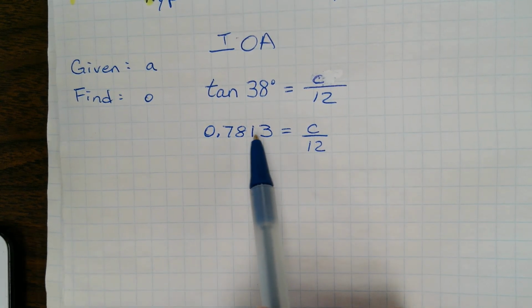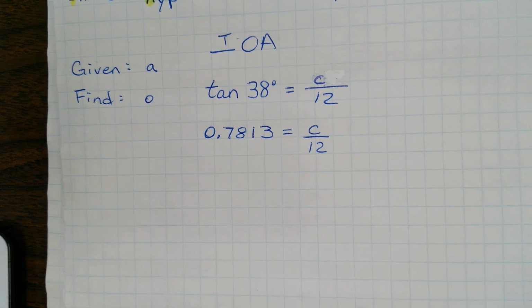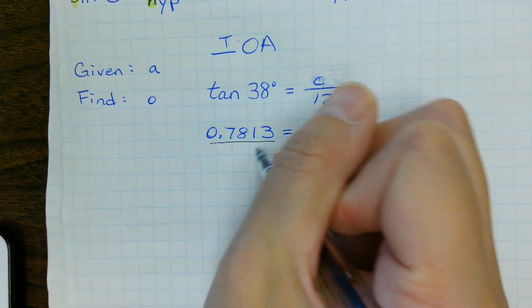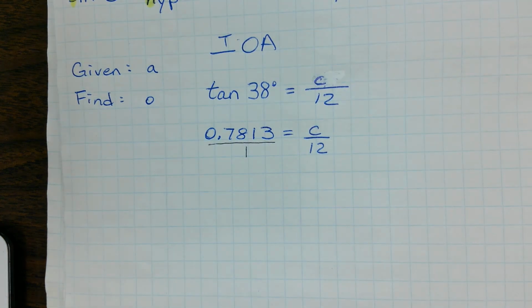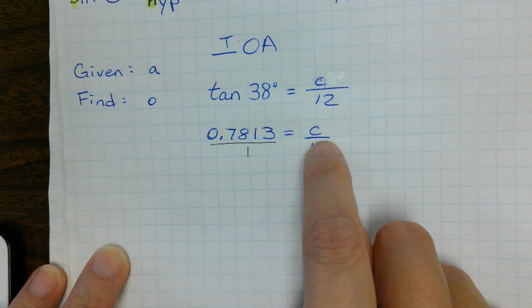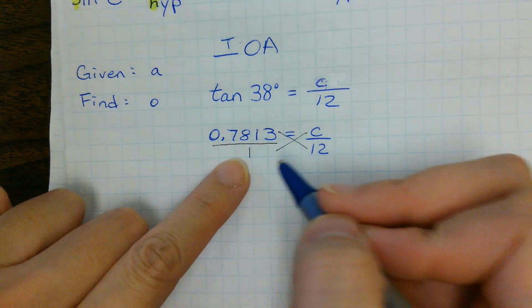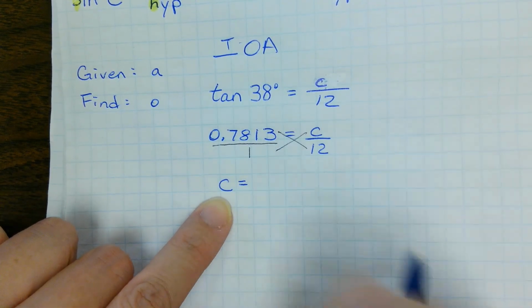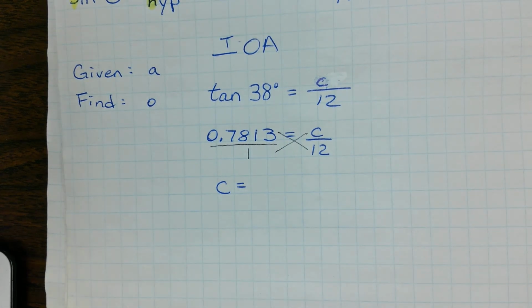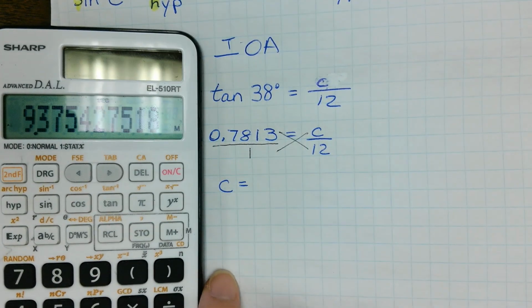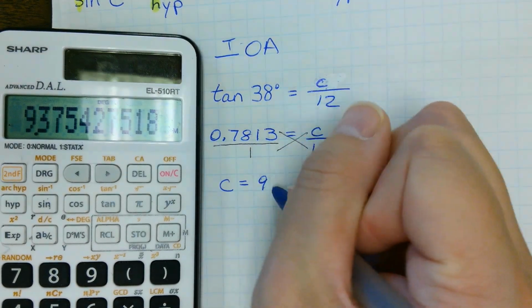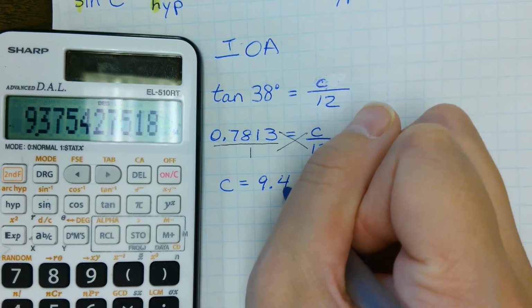Okay. So if I put this over 1, does that help visualize what we should do? How should we solve for c? We can either multiply by 12 on each side or cross multiply. I like the cross multiply method more. When you cross multiply, 1 times c is just c, and then that times 12, you get your answer. That's your final answer. So now I can round my final answer to 1 decimal place. So 9.4.